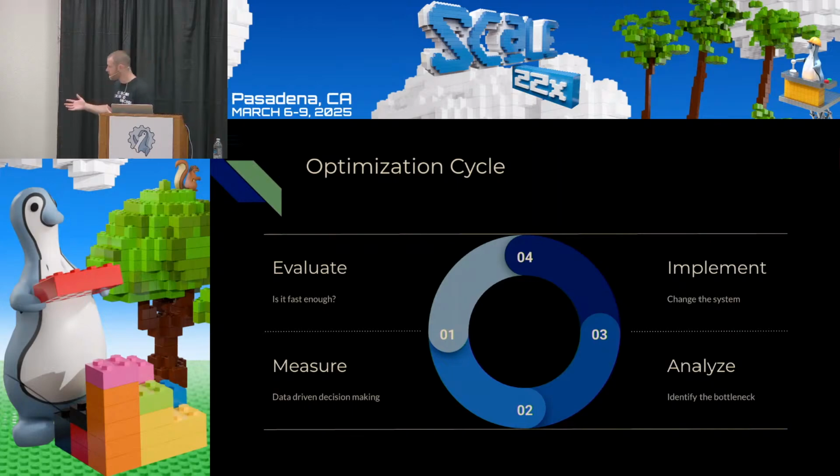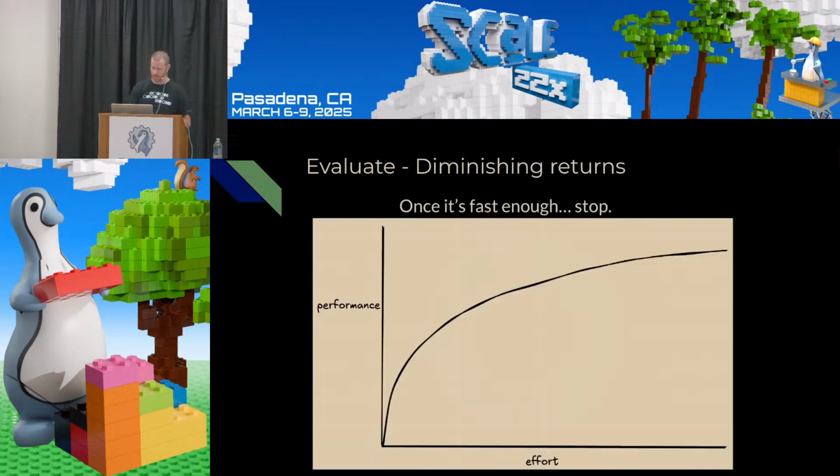So we've got a cycle here that can tell us how to analyze and try and deal with these things. So first we evaluate, is it good enough now, right? We measure because we want data-driven decision making. We never want to guess about these things. We want to analyze, taking all the data that we have and actually figuring out what's going on, which is usually the hardest problem. This is why humans are involved, and an LLM isn't going to solve this part of the problem for you. And then we have to implement and change the system in an effective way.